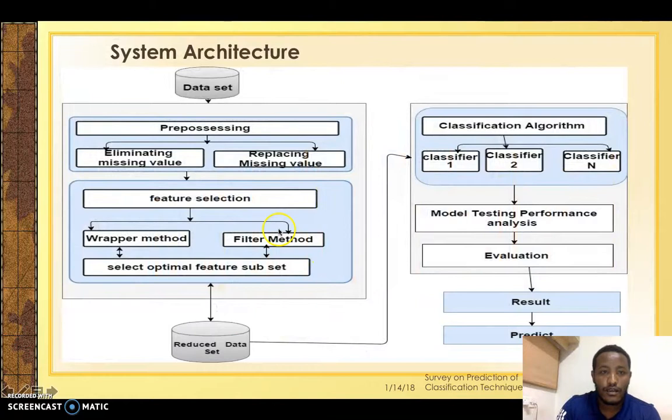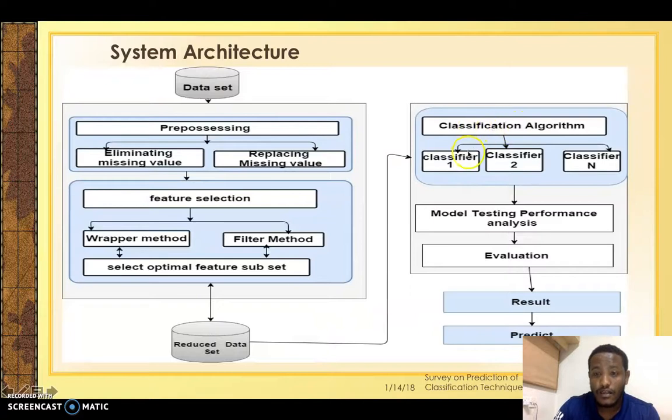This is the general architecture. First, there is a data set. This data set is uploaded. Then after uploading, there is pre-processing, which means eliminating or replacing missing values. Then they apply feature selection using wrapper and filter methods. After that, we get the optimal feature subset, a reduced dataset to participate in classification.